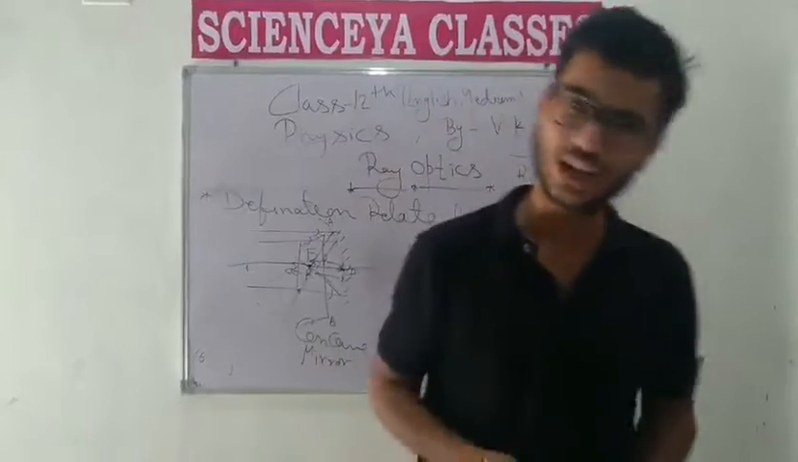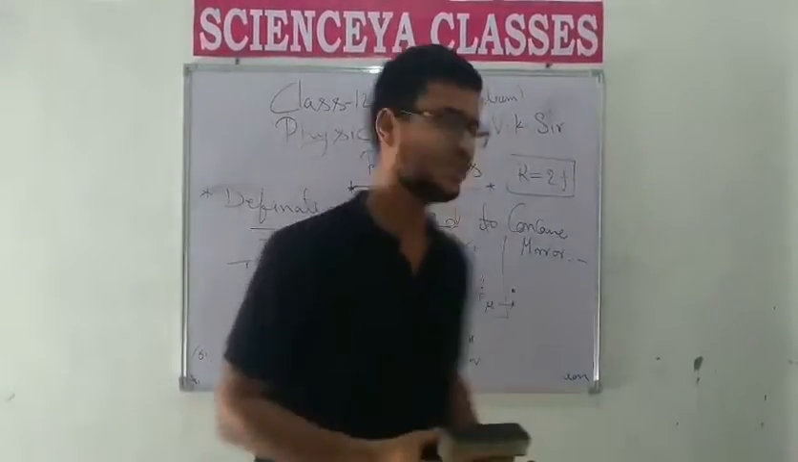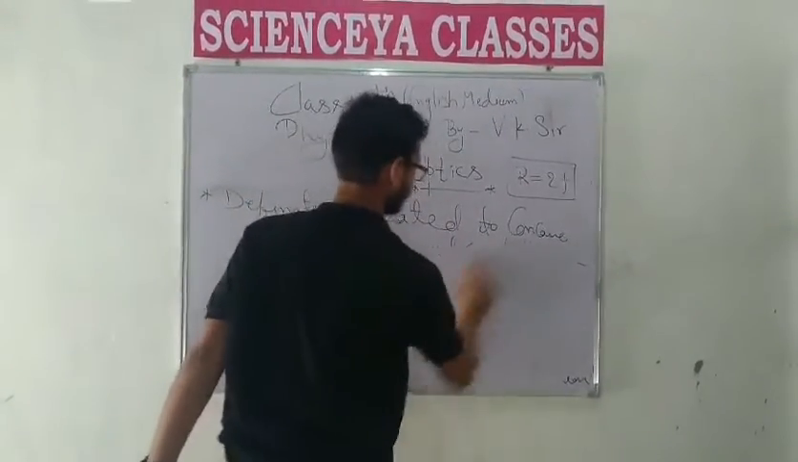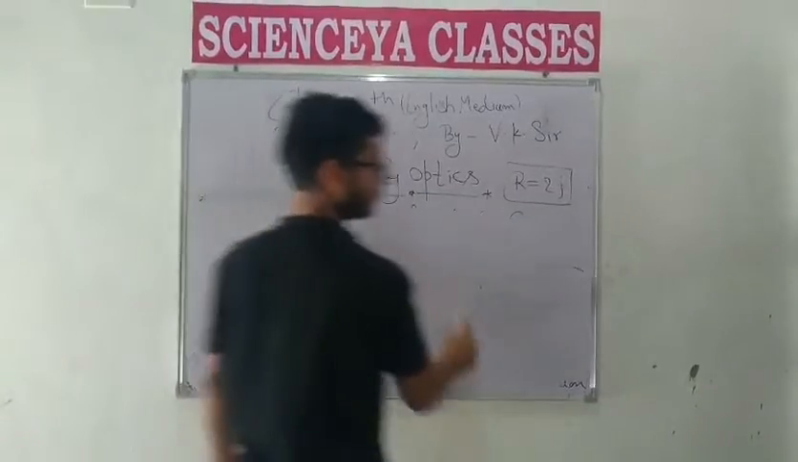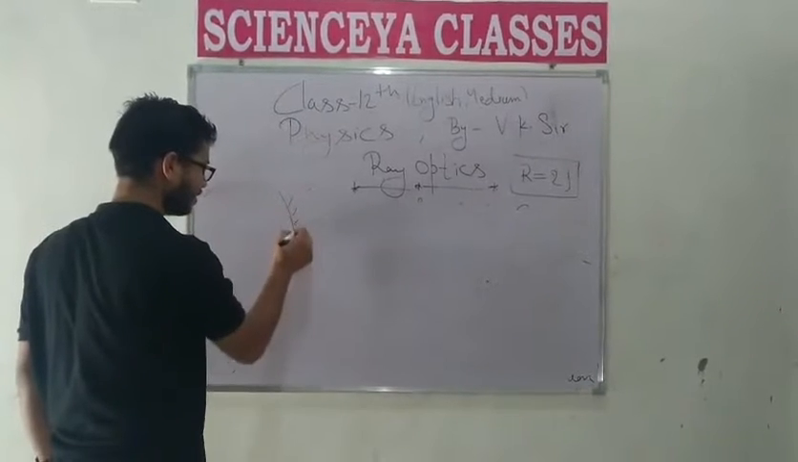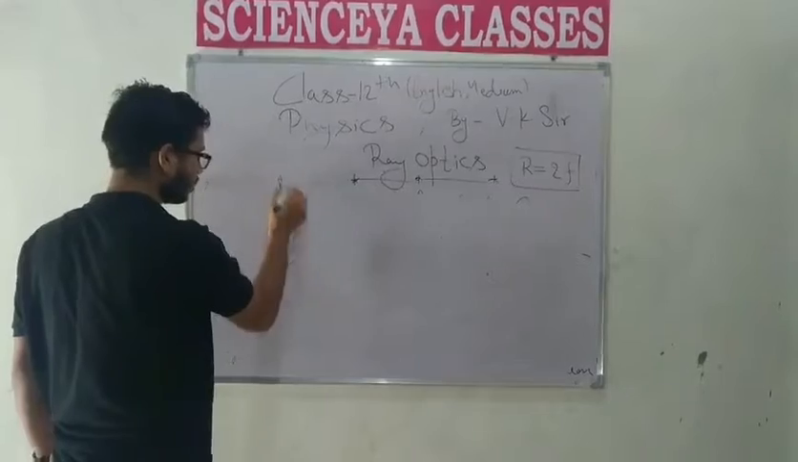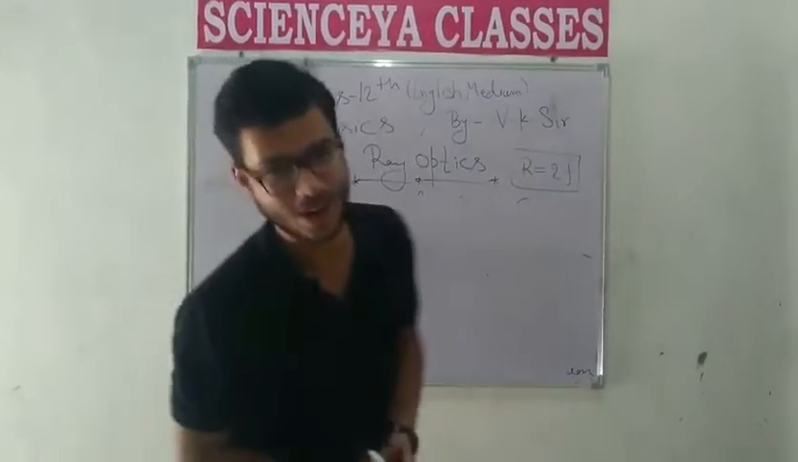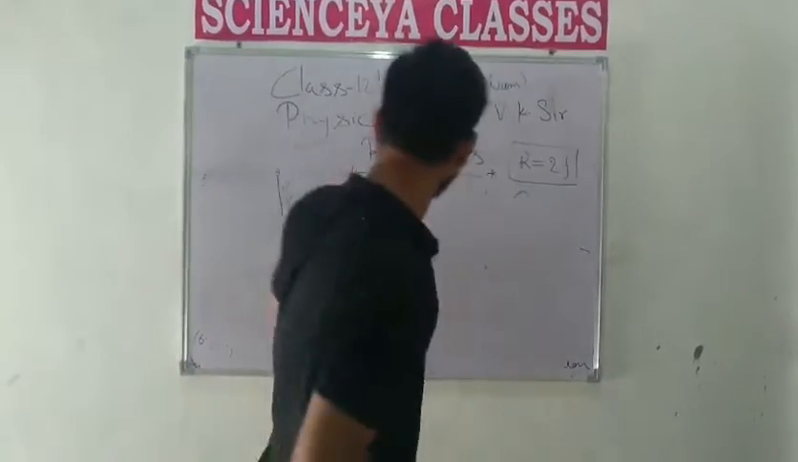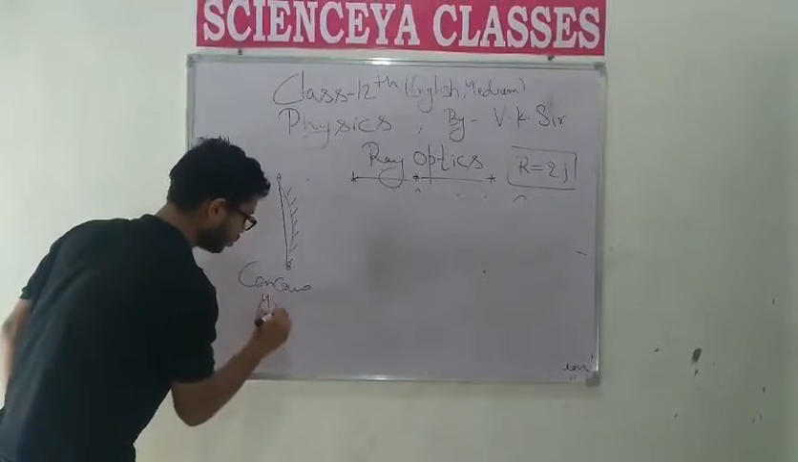Now we continue this lecture by starting with the definition of aperture. What is an aperture? Aperture is the maximum distance between the terminals of a concave mirror. In other words, it is the reflecting surface of a concave mirror.